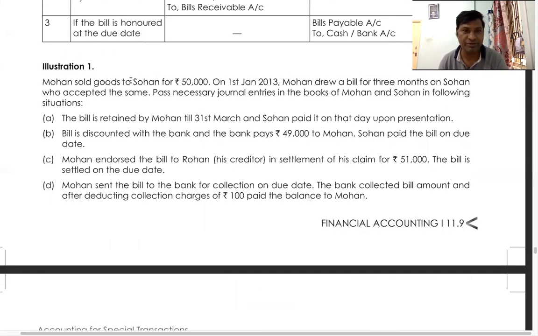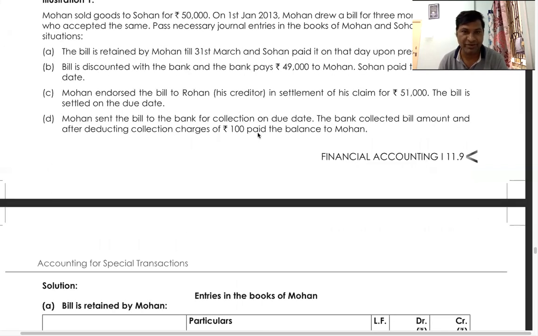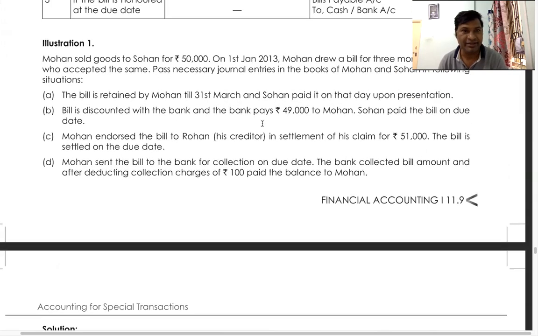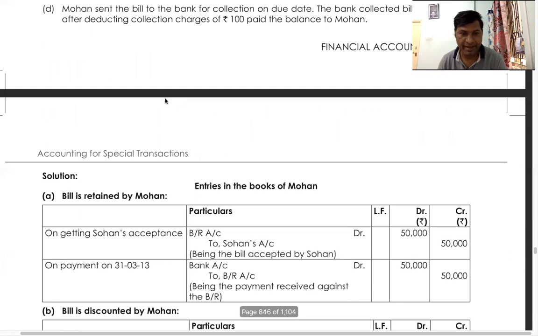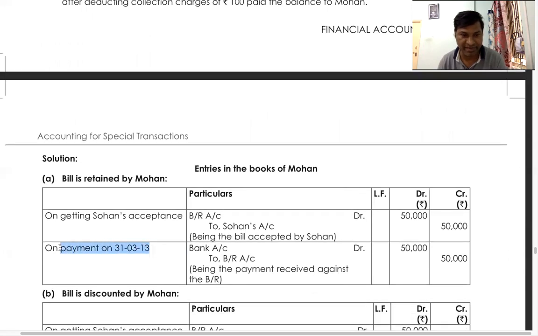Okay, then on payment, when it is drawn, Mohan sold goods on 31st January. And the bill is retained by Mohan till 31st March. Okay, retained. And this is for 3 months. Mohan drew a bill for 3 months. The tenure is 3 months. After 3 months, the bill gets mature. Right? For how much? For 50,000. Fine. Then after 3 months, the payment is made. To whom? To Mohan.